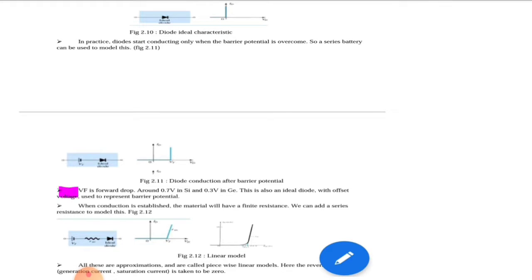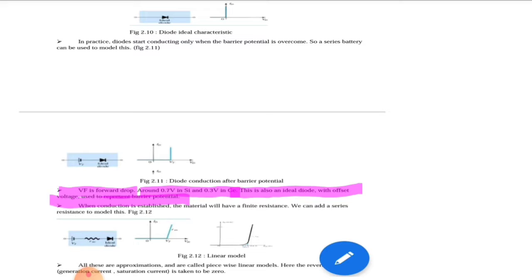And VF is marked here. VF is the forward drop. It is around 0.7 in silicon and 0.3 in germanium. So this is also an ideal diode with offset voltage used to represent barrier potential. This offset voltage is nothing but the barrier potential.